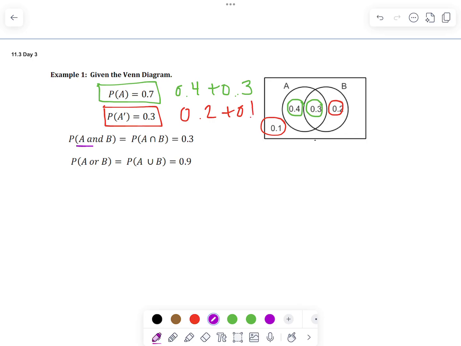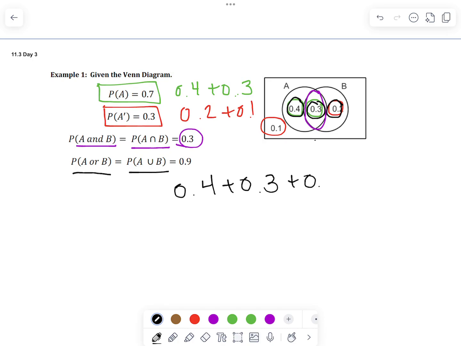This now represents the probability of A and B, so that's the intersection. That's going to be that overlap right in here, which is 0.3. The last one is union, which represents "or." So you'd add up the 0.4, the 0.3, and the 0.2 to give you 0.9.